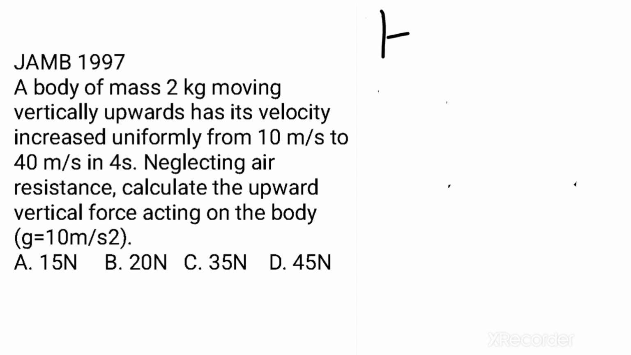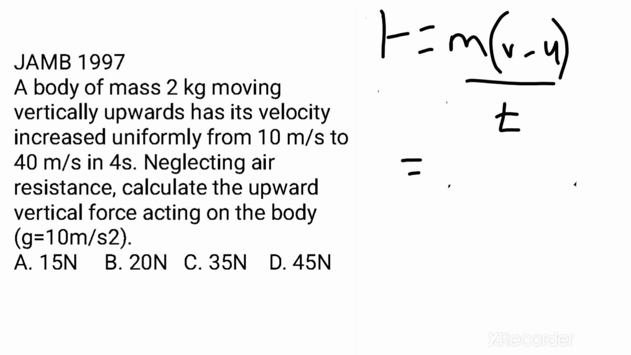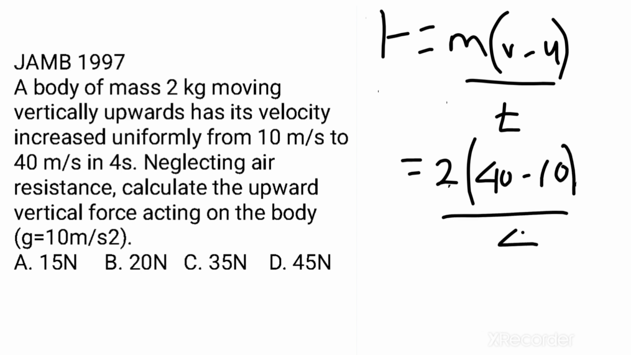So which formula are we going to use based on all the parameters we are given? So we are going to use this. Mass is given, V is given, U is given, and time is given. So that's what we are going to apply. Mass is 2, the velocity is 40, final velocity minus initial velocity over the time.